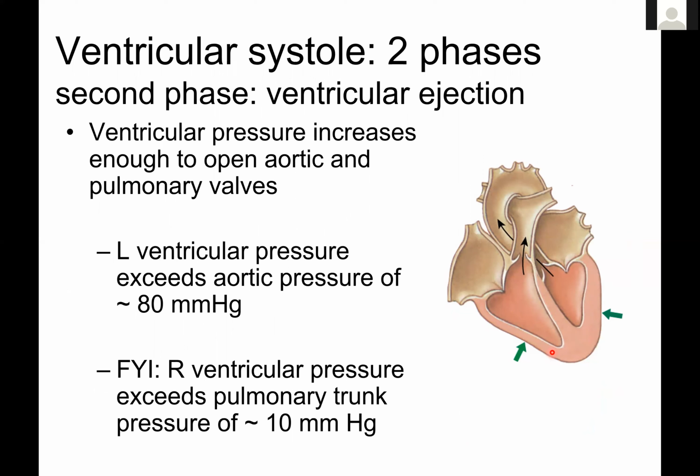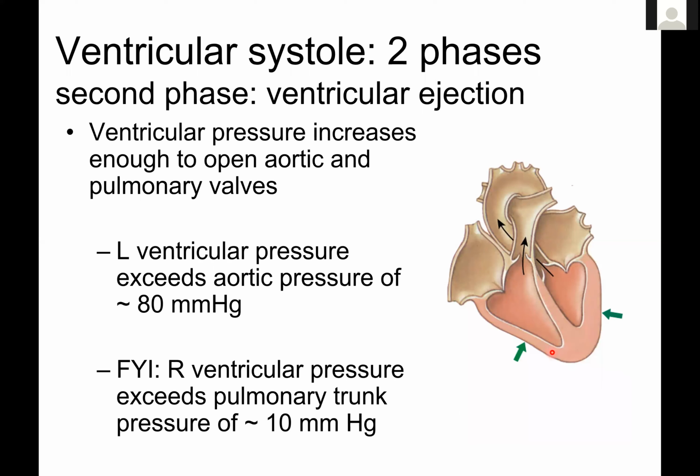Okay, so the second phase is ventricular ejection, and that is when the pressure in the ventricles exceeds the pressure in the semilunar valves. Now, just because the two ventricles are moving about the same volume of blood does not mean they generate the same pressure. So remember, when we were talking about gross anatomy of the heart, I mentioned that the left side of the heart is considerably thicker walled than the right because it has to overcome systemic pressure and therefore generate more pressure. Here's where that comes into play.